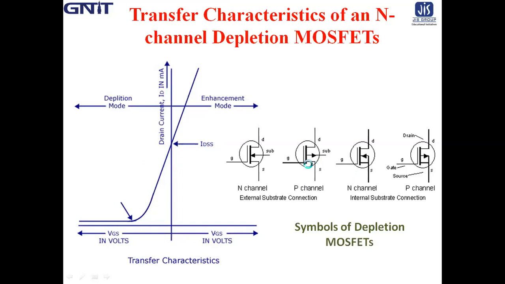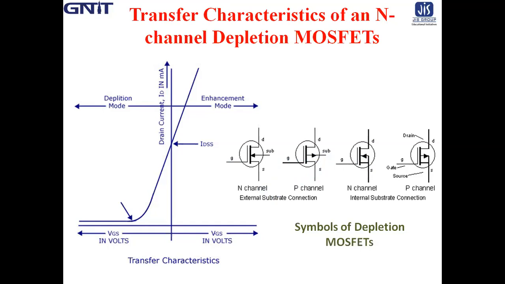So in N channel and P channel, depletion type MOSFET with external substrate, and with the substrate internal, that is, connected to the source. And remember the arrow correction. For N channel, the arrow on the substrate points inside, and for P channel, the arrow points outside. So this is about enhancement type MOSFET and depletion type MOSFET.